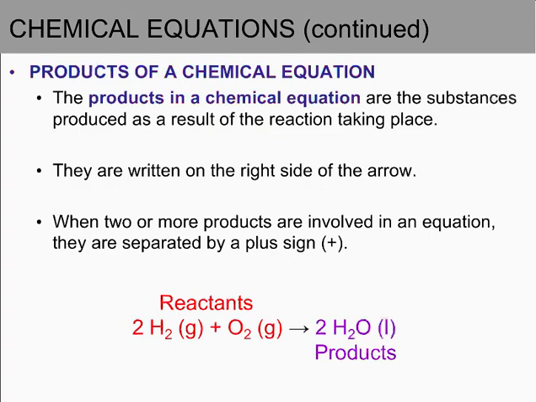All right, and then this just goes over products. So again, products are the substances that are produced as a result of the reaction taking place, and they will be written on the right side of the arrow. And if we do have two or more products, then we'll separate those with a plus sign.